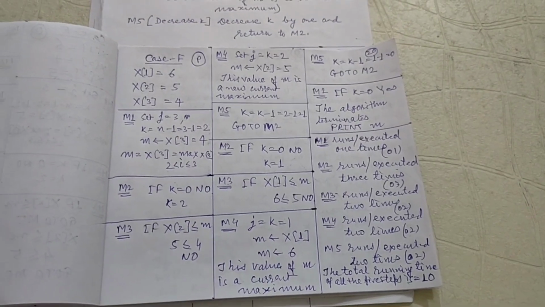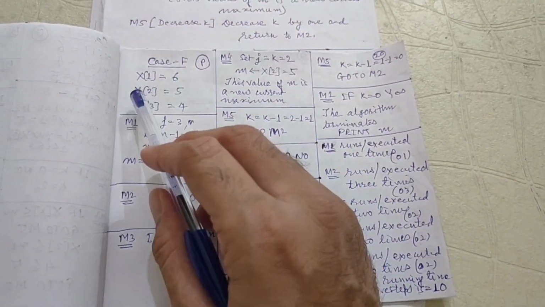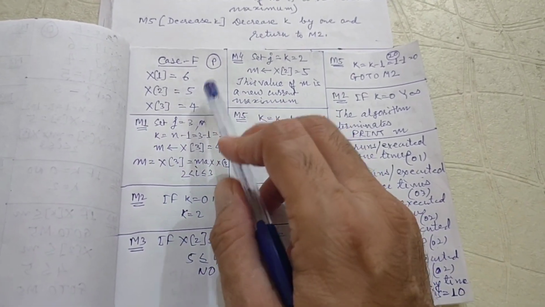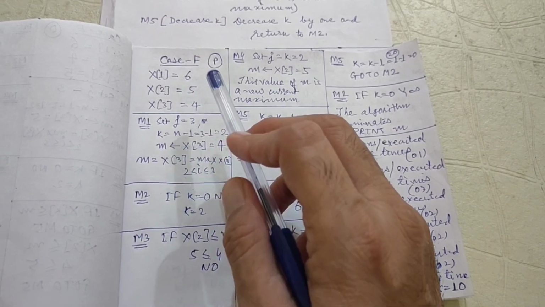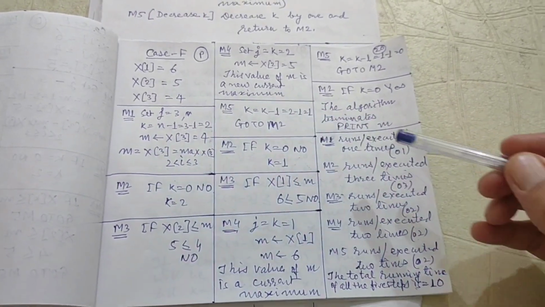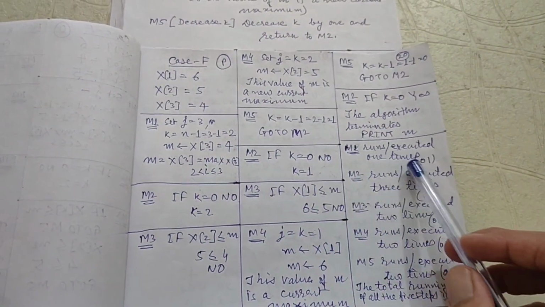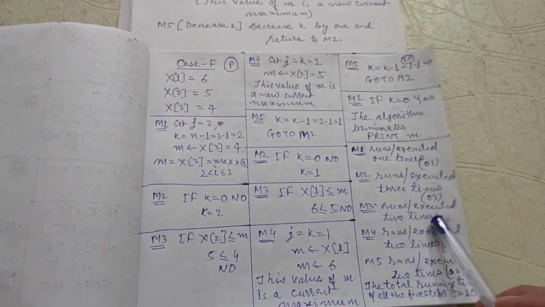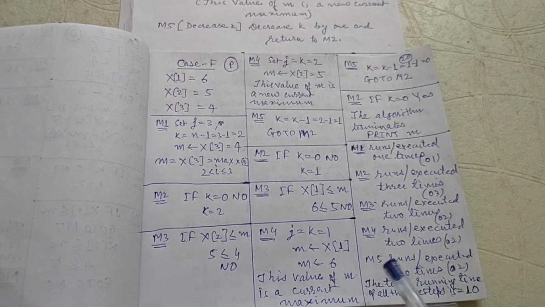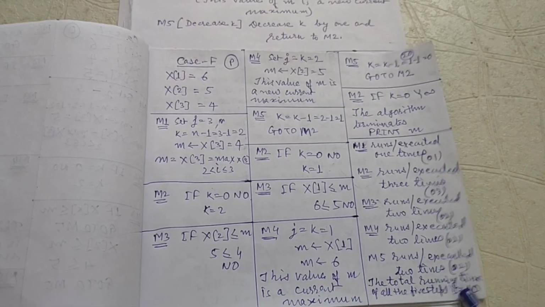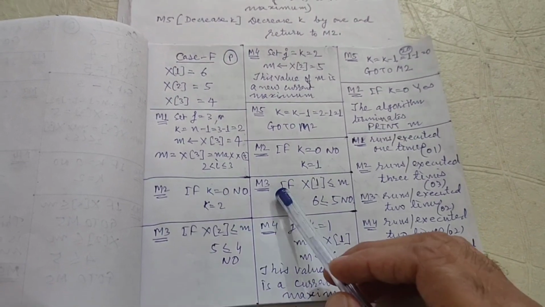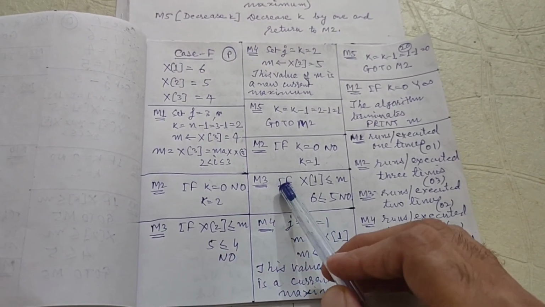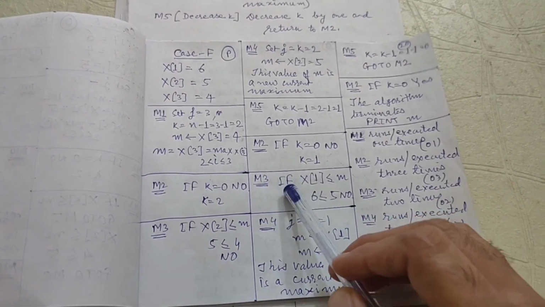Case 5: x1 is 6, x2 is 5, x3 is 4. This case I have discussed in the flowchart. So M1 runs 1 time, M2 runs 3 times, M3 runs 2 times, M4 runs 2 times, M5 runs 2 times, total 10 times. So this case I have already discussed in the explanation of the flowchart of this algorithm.